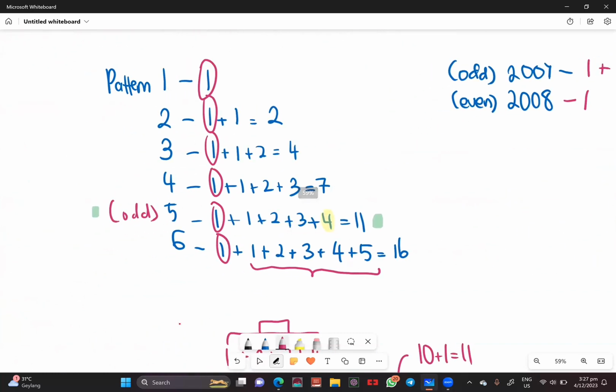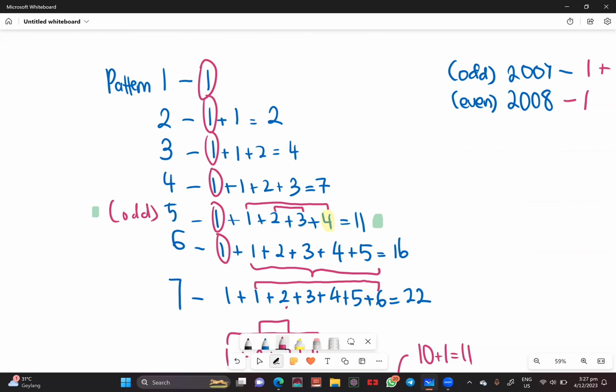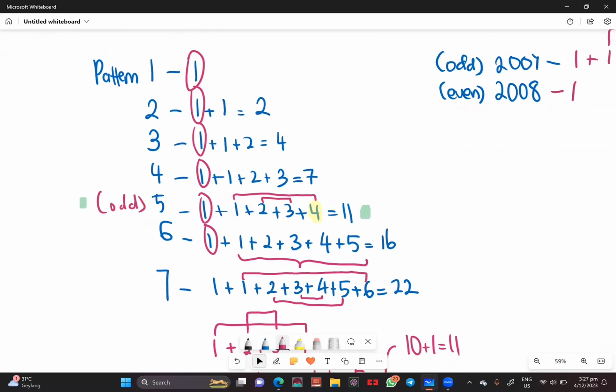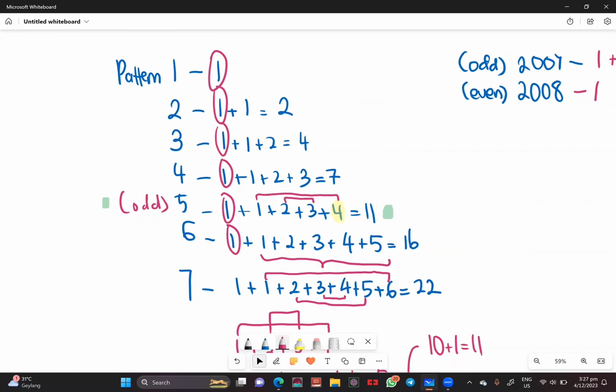You realize that for pattern number 5, how many pairs are there in total? 1, 2. Then let's take a look at maybe, say, pattern number 7. 1 plus 1 plus 2 plus 3 plus 4 plus 5 plus 6, which is equals to 22. How many pairs are there in total? 1, 2, 3. Now, what does that mean? The number of pairs will always be like that, okay?